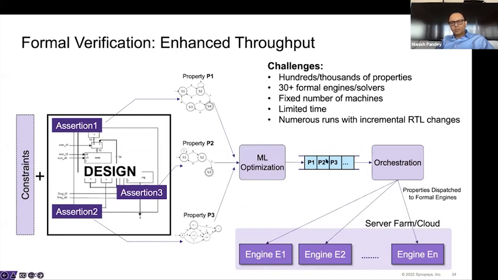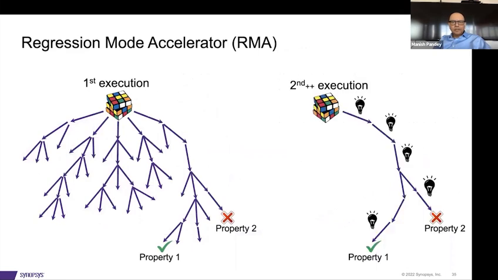where we can order the properties in a spec route. We can assign properties, decide which engines run and in what sequence, and how much time we give to each of these different engines. And then we dispatch these properties to engines to run in the cloud or in the data center. And in a way, this employs reinforcement learning to learn and make the right decisions. And again, there's a cost associated with making every wrong decision.